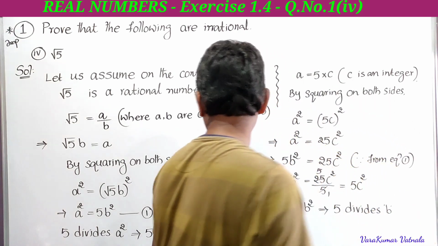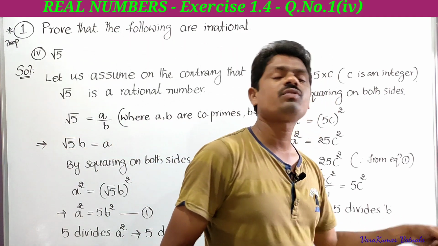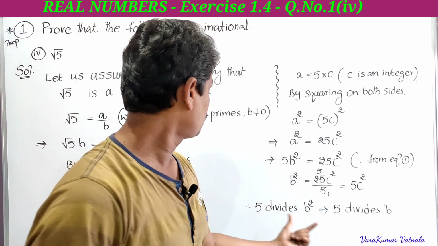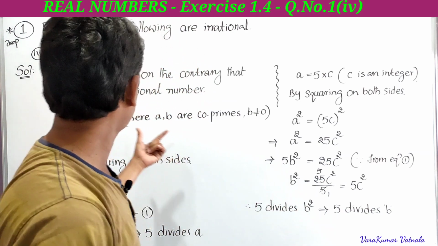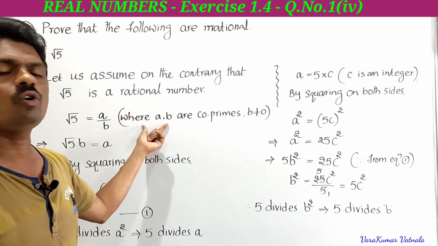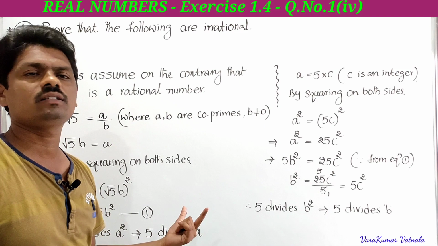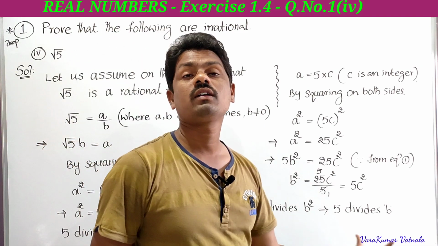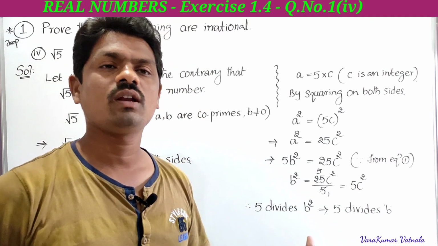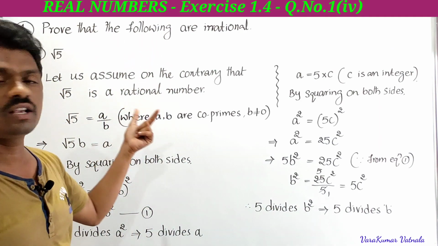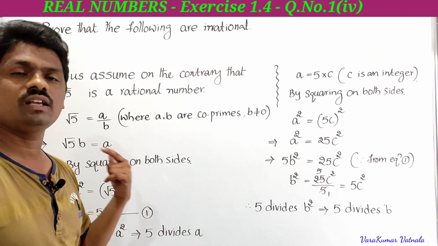So here 5 divides a means 5 is a factor of a, and 5 divides b means 5 is a factor of b. Therefore 5 is a common factor of a and b. At the very start we said that a and b are co-primes, which means they have no common factors. But here we have a common factor 5. This arises because of our wrong assumption that root 5 is rational. Therefore we can say that root 5 is not rational, it is irrational.